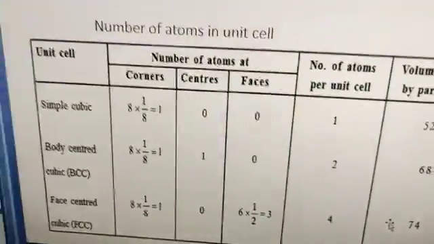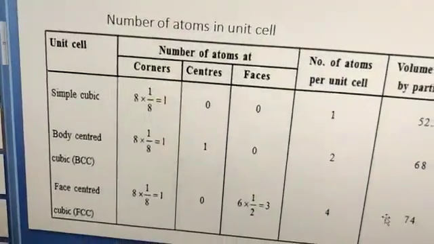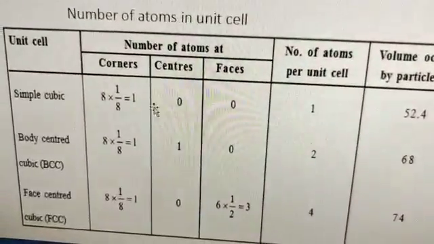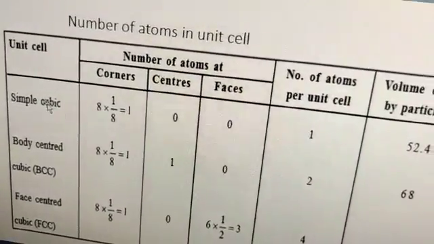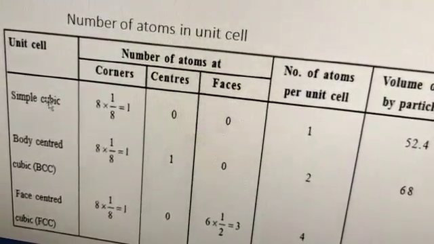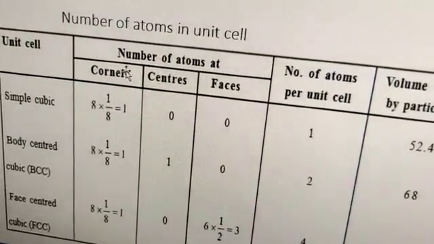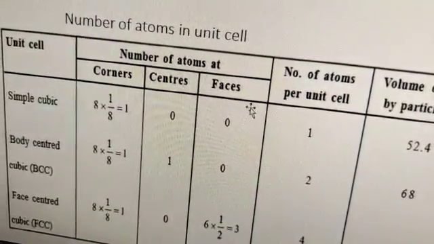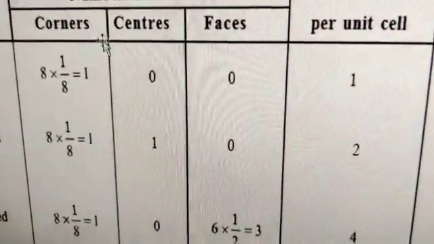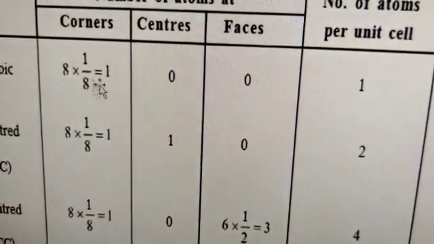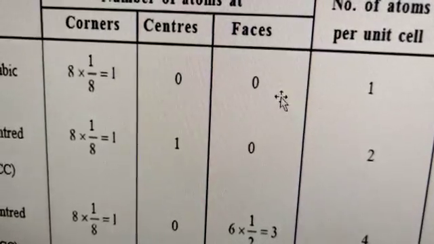Now see the number of atoms in a unit cell. How to calculate the number of atoms in the unit cell? In the case of the first cubic cell, that is the simple cubic cell, if you see these corners, centers and faces in this table, the number of atoms are given which are present at the corners, at the center and at the faces.